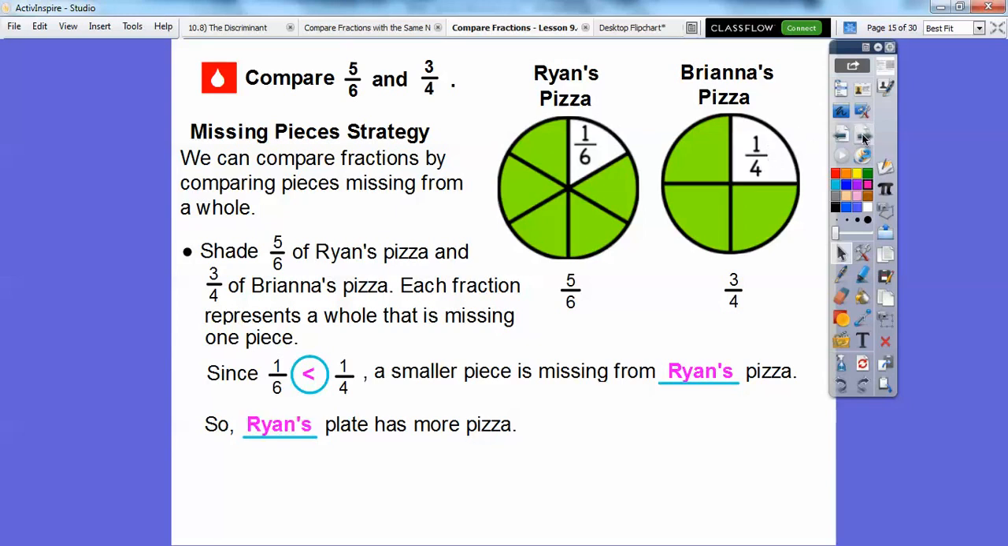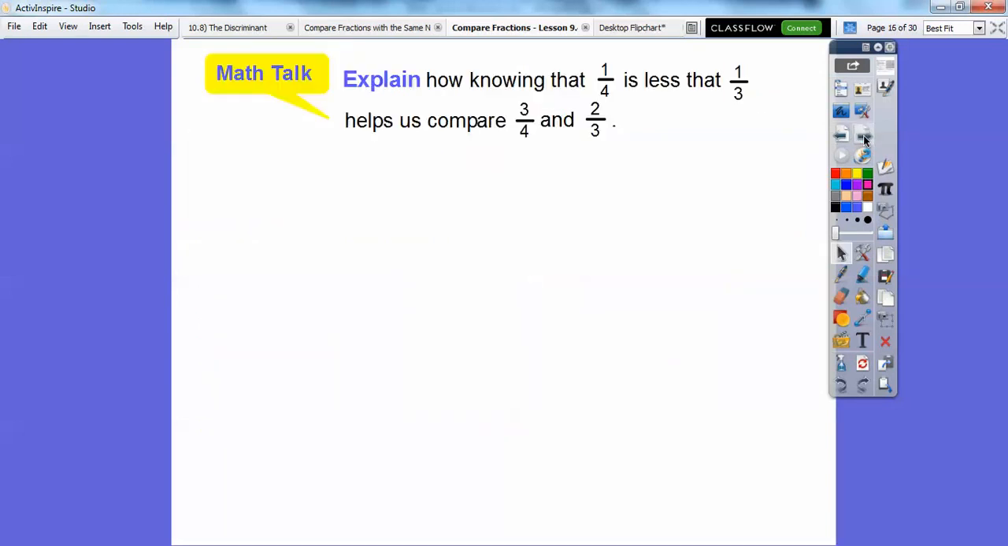Okay, so what we did is we shaded 5 of the 6 for Ryan's pizza. We shaded 3 of the 4 for Brianna's pizza, and then we compared the missing piece that was eaten already. And so Ryan had a smaller piece missing than Brianna, so that meant Ryan had more pizza left on his plate. Okay, so there's one way, you guys.